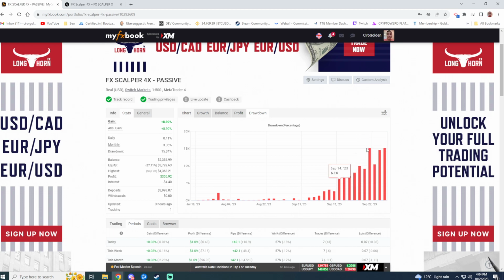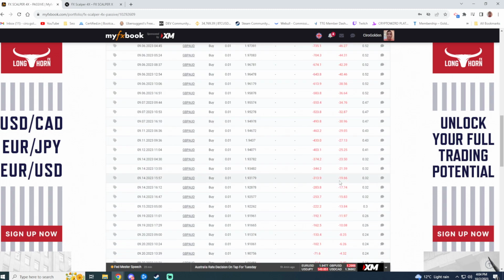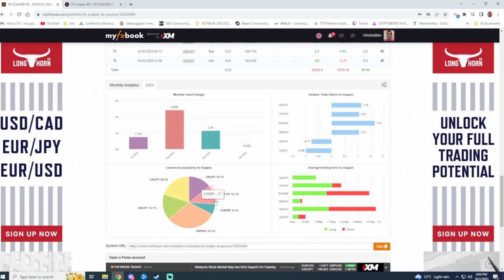But have no fear. Even at the 15% mark, we are still in the nice area that we do not have to worry about. So let's just scroll down here. We're going to check over how we did as well with our gains and the pairs that we're using, as well as the risk ratio for August, and as well the average hold time for the pairs that we have.